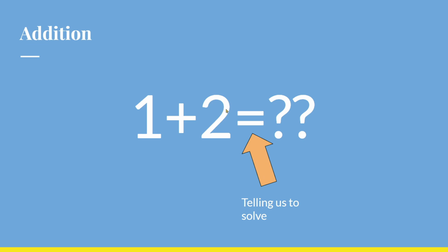Right. Solve this. What is it? This added to this is what? What is the symbol? Alrighty. So back to the problem. How are we going to add 1 plus 2?